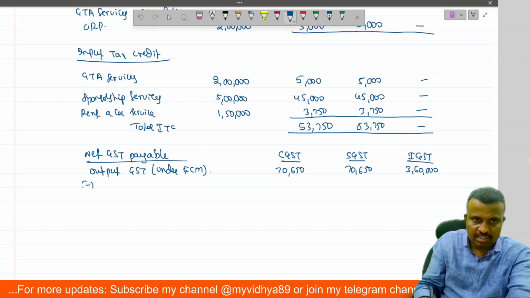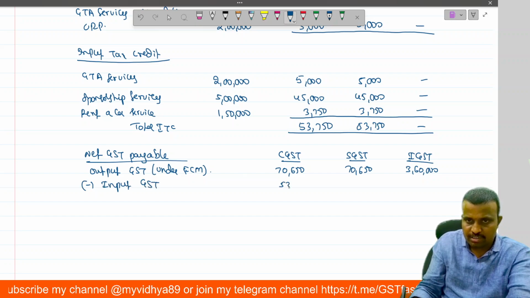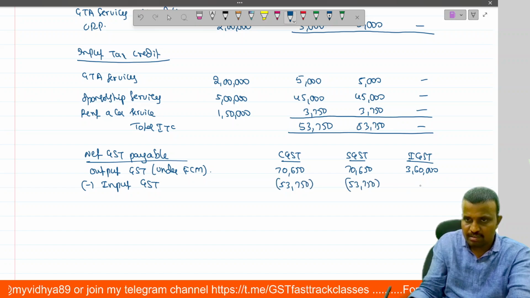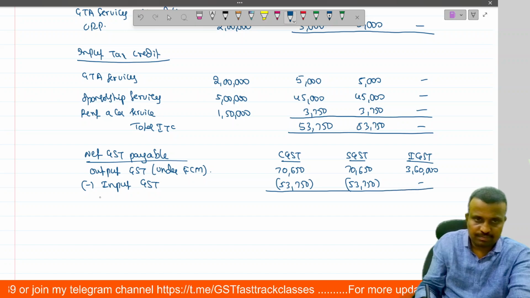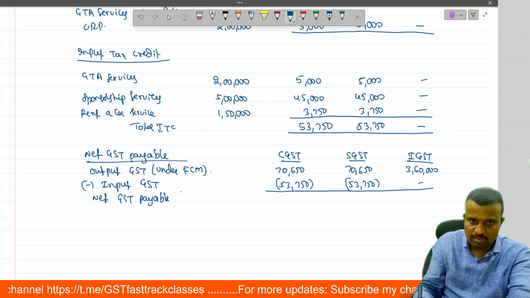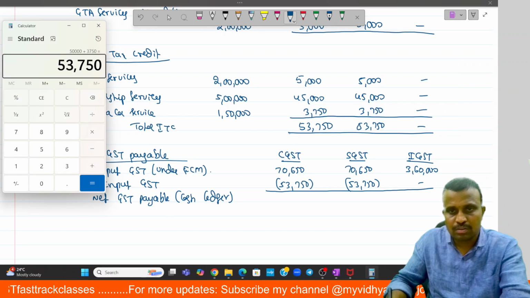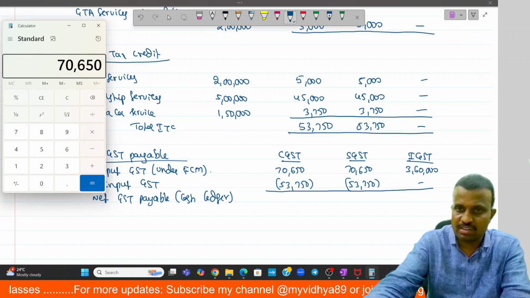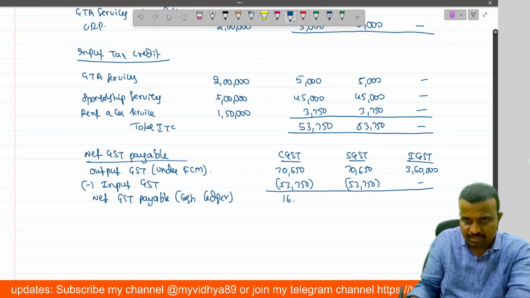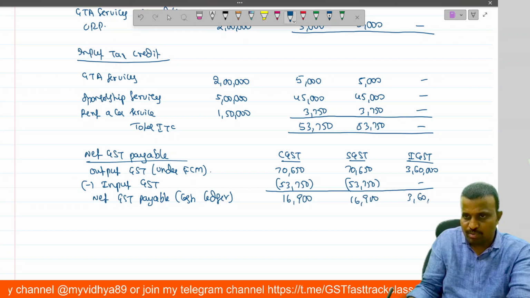3,60,000 is the output GST, minus input GST 53,750. So net GST payable. Payable through what? Cash ledger. Okay. So 70,650 minus 53,750. How much? 16,900. This is the amount payable.